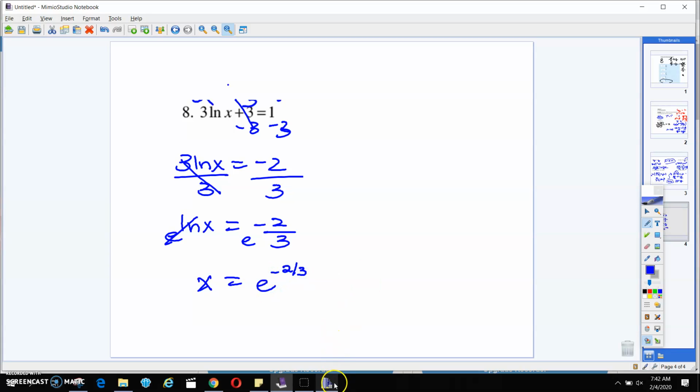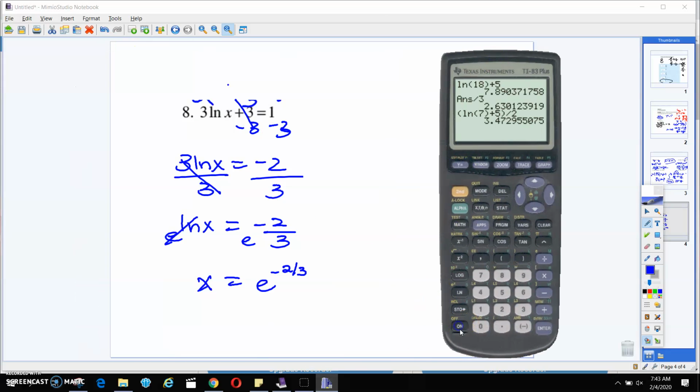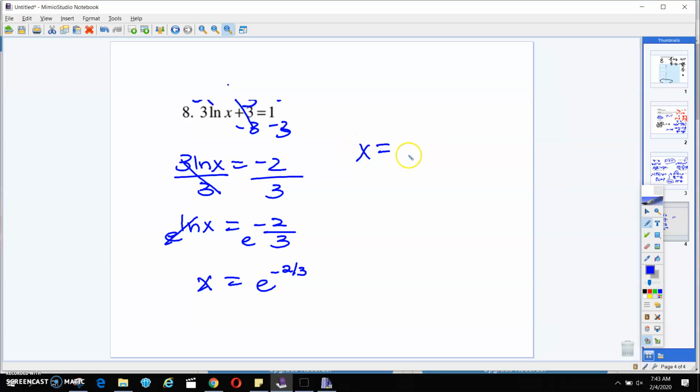So when you plug that into your calculator, this is what that looks like. You're going to hit second ln, and you're going to type negative 2/3 power. That should give you 0.513. So x is going to equal 0.513.